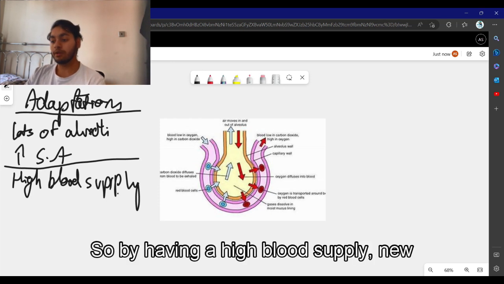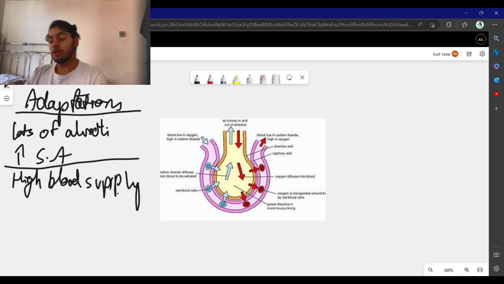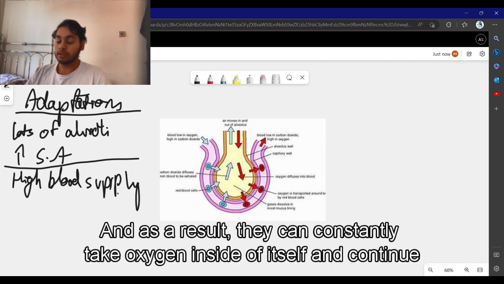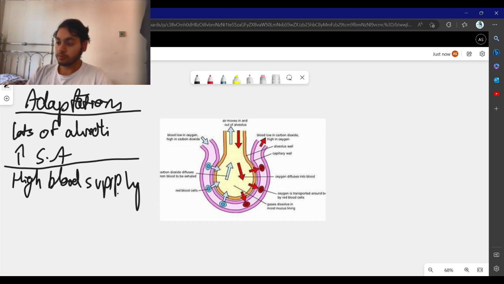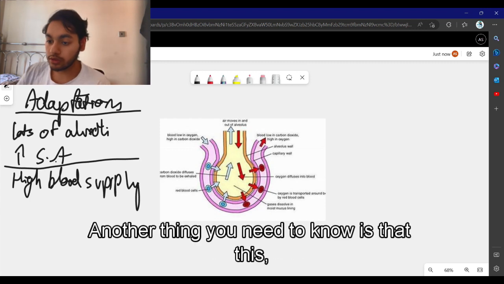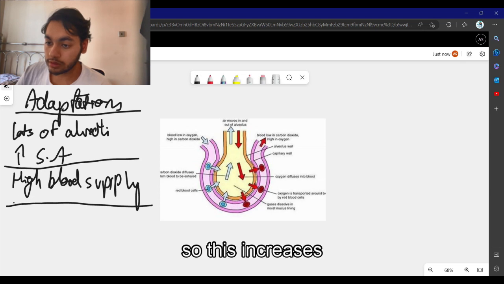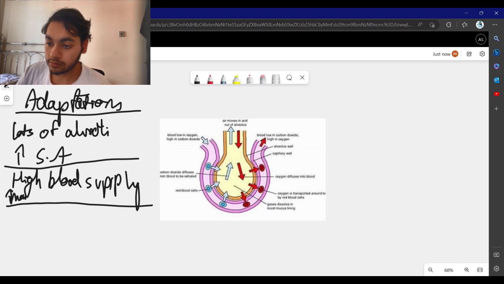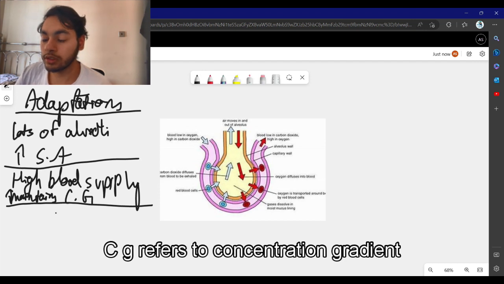So by having a high blood supply, new deoxygenated blood is constantly being introduced, and as a result, it can constantly take oxygen inside of itself and continue having the most efficient rate of transfer possible. Another thing you need to know is that this maintains the concentration gradient. Don't worry about the acronym, CG refers to concentration gradient.